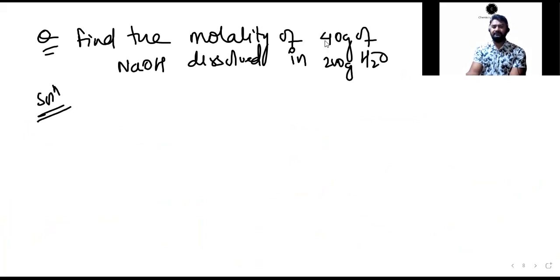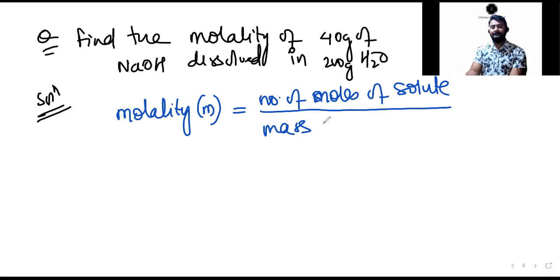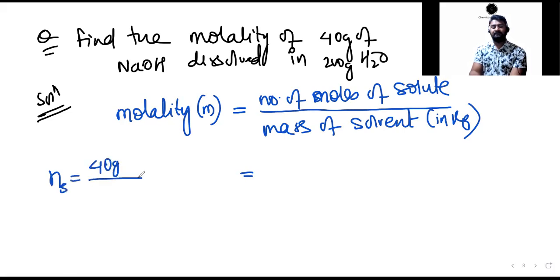So first thing first, we have to write the formula of molality. What is the formula of molality? Molality, small m, is denoted by number of moles of solute divided by mass of solvent in kg. That's the definition. Now, what is the number of moles of solute? Let's find it out. So how to find number of moles when mass is given? Given mass by molar mass.